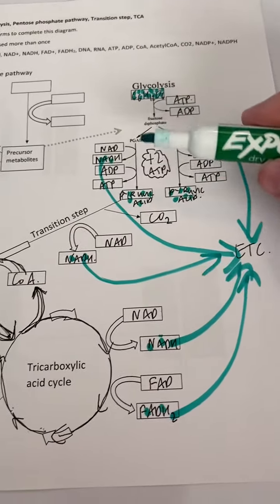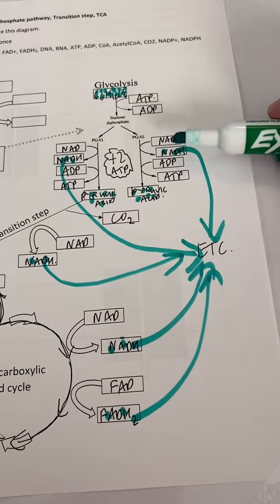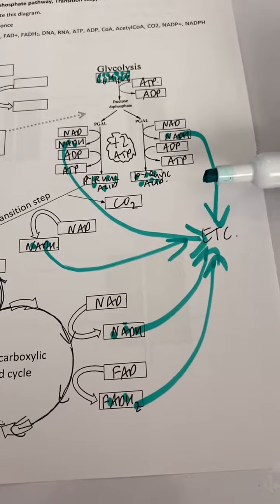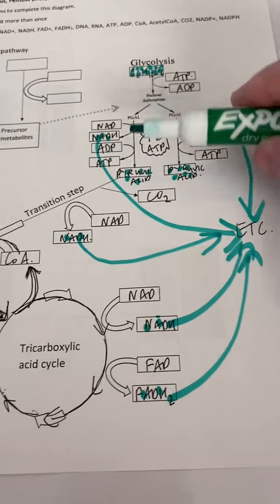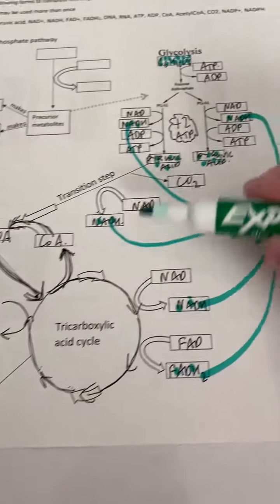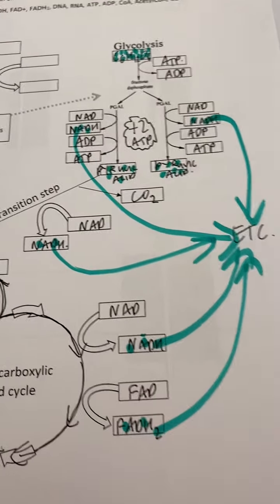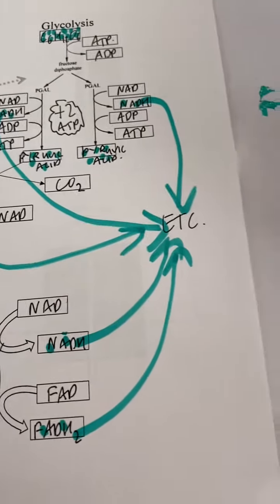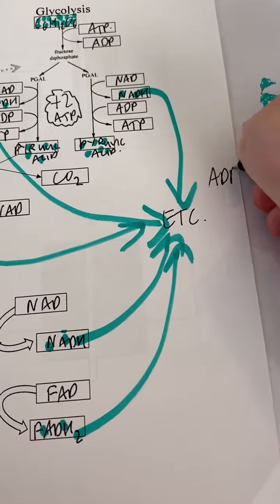So we're stripping away the electrons, putting them into electron carriers, and that's exactly what our electron carriers are doing. They are carrying the electrons from the reactions to our electron transport chain. And at our electron transport chain, this is where we're going to make most of our ATP.